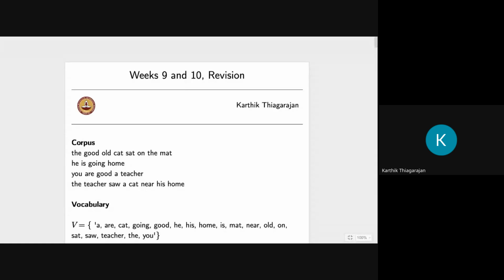So I will be doing weeks 9 and 10, and Manoj will do weeks 11 and 12. Okay, so that's the plan today. And for the first 8 weeks, you anyway have the old revision sessions, right? So the quiz 1, quiz 2 revision sessions. So you can refer to that.